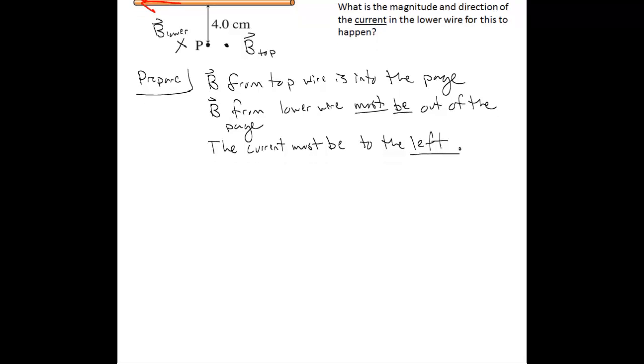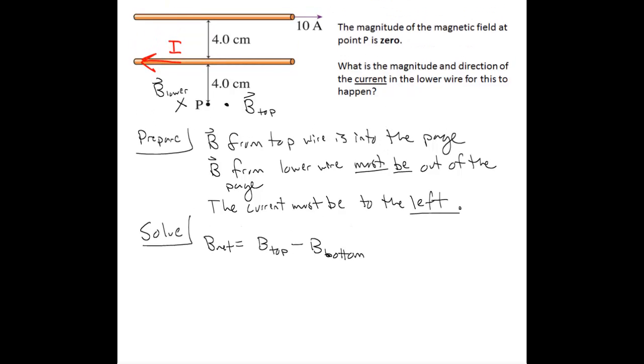Now that we know that, we can try and go forward in solving the problem. So we know that the net magnetic field is the top magnetic field minus the bottom magnetic field. I could have done also bottom minus top. I don't know which direction is positive. I haven't defined whether out of the page or into the page is positive. Here I've just defined out of the page to be positive, so I define the net magnetic field as the top minus the bottom.